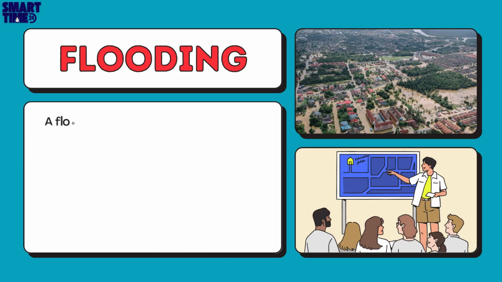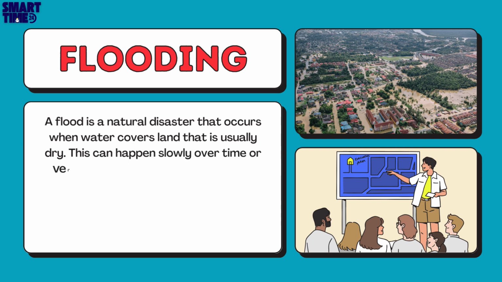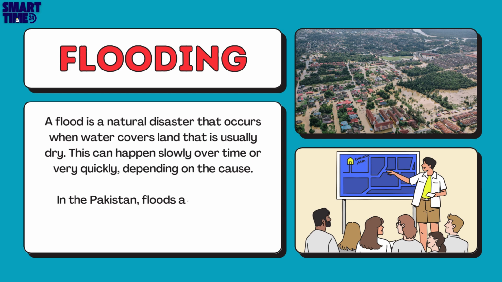Flooding. A flood is a natural disaster that occurs when water covers land that is usually dry. This can happen slowly over time or very quickly, depending on the cause. In Pakistan, floods are common, especially during the rainy season.